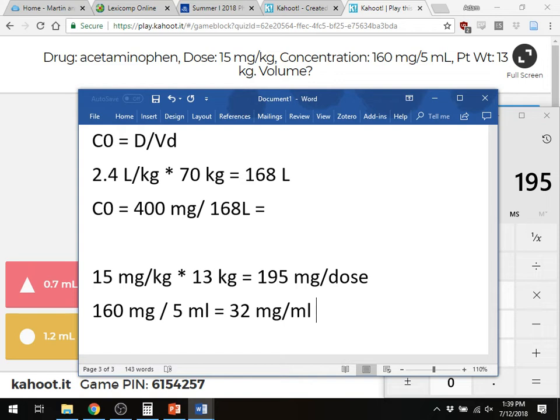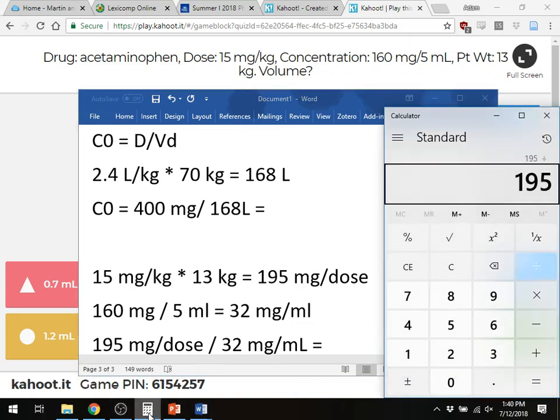So now what do I want to do? I need to get from that 195 milligrams per dose, and I need to divide it by 32 milligrams per mL. I'm going to take that 195 milligrams per dose and divide that by 32 milligrams per mL. That means what's canceling out? My milligrams should cancel out, right? So I'm basically left over with mLs per dose, essentially. So I'm going to take 195 divided by 32.